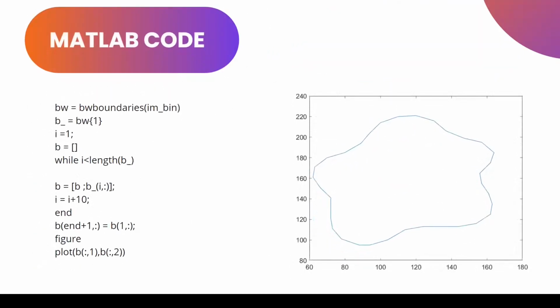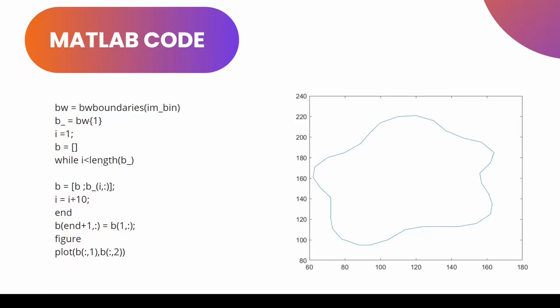Here, in the next line of the code, we are using the bwboundaries function. This particular function will create the boundaries for 6 white parts of the image. In the next line, we are using bw of 1. This particular function will save the first white part in the b variable. In the obtained image, we will have a lot of samples. So, by using the while loop, we are decreasing the sample count by 10. And then, we are using the plot function to plot the same image. The output of the MATLAB is shown on the screen.